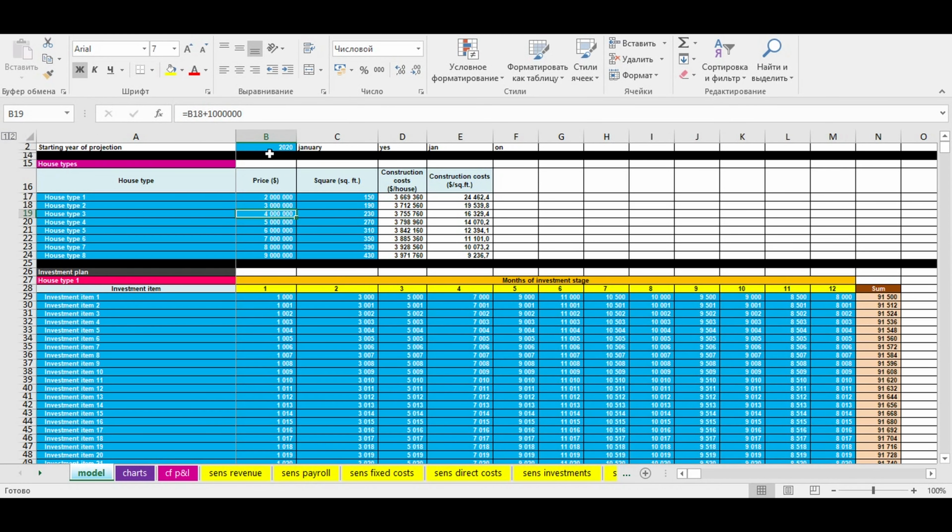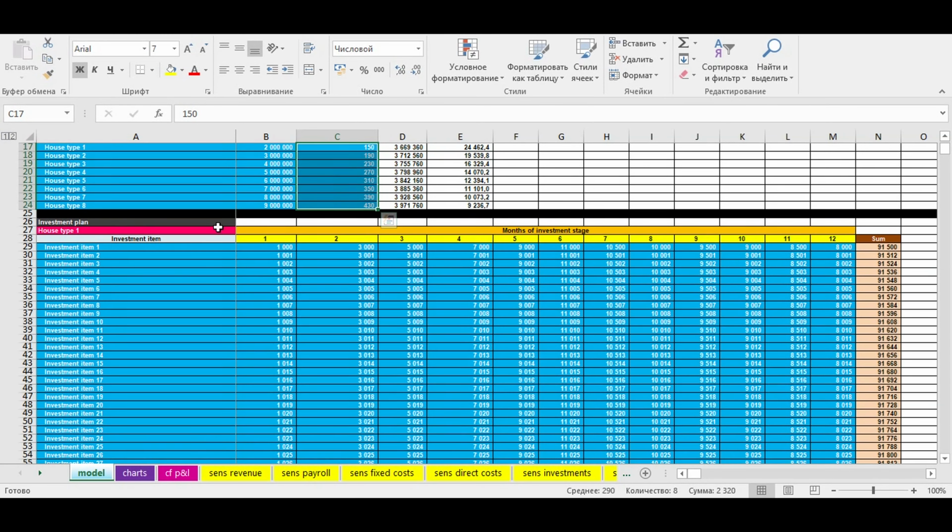First of all, we enter the year when all our financial projections start. Then, we name all types of houses which we can build. For example, one-bedroom house, two-bedroom house, and so on. When this is done, we set the selling price for each type of house. Then, we specify the amount of square feet or square meters in each type of house.